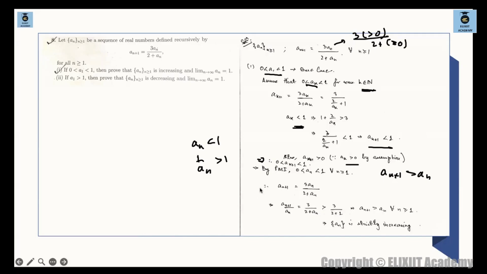Right? So basically we will be finding this thing, 3 upon 2 plus an, will be greater than 3 upon 2 plus 1. So an plus 1 will be greater than an. We have just proved that an plus 1 will be greater than an. Clear? Clear or not? So which simply means that an is a strictly increasing function. Sequence an is strictly increasing. Fine.